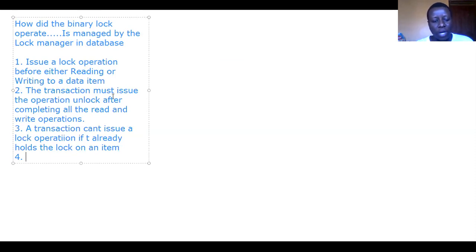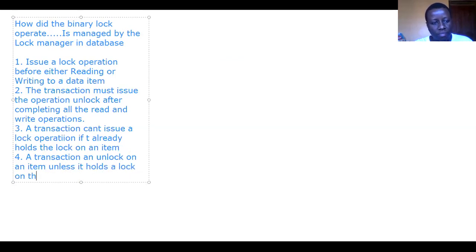And the last one is that a transaction can't issue an unlock on an item unless it holds a lock on that item. These last two are the basic, normal ones. I cannot issue a lock if I already have a lock, and I cannot unlock if I don't have a lock.